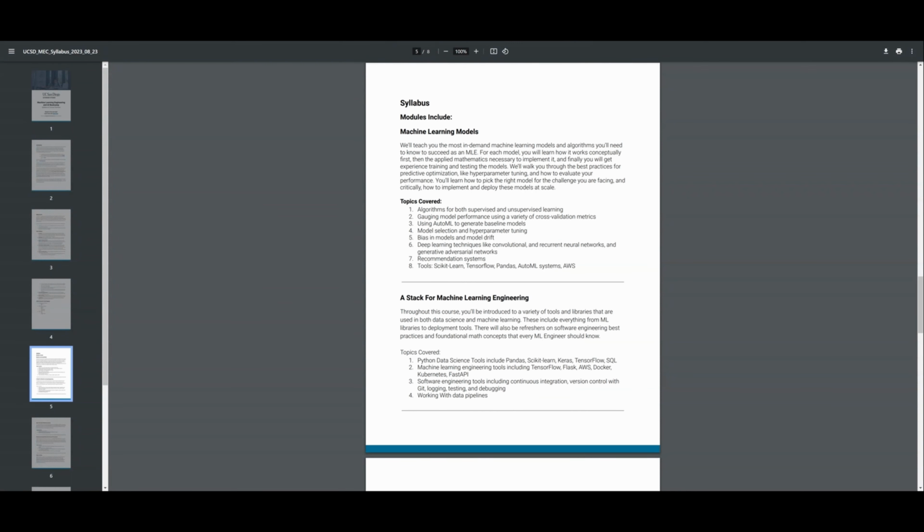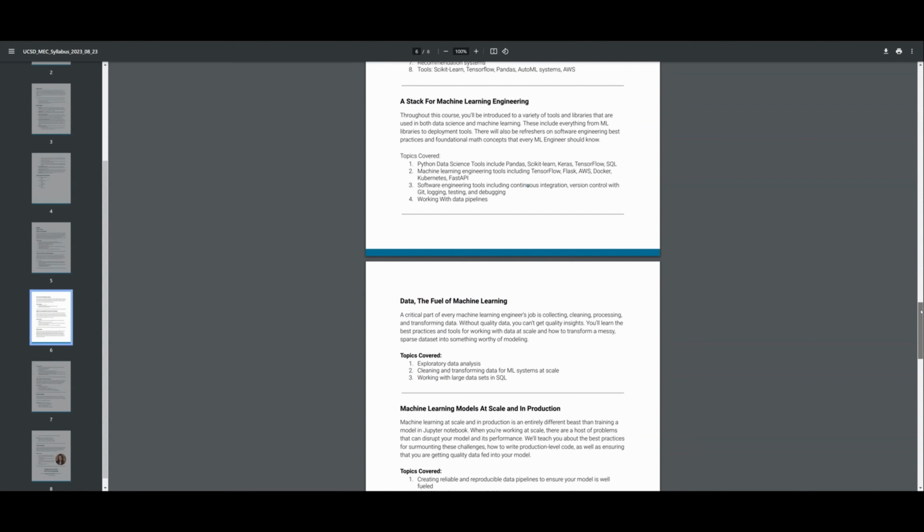The first module is titled Machine Learning Models, and wow, they just dive straight into some serious topics. All of the topics covered would be brand new to me, so that will be interesting. The second module is titled A Stack for Machine Learning Engineering. The only topic I'm familiar with would be the third one for Git-related activities, and even then I'm not sure if I'm familiar enough.